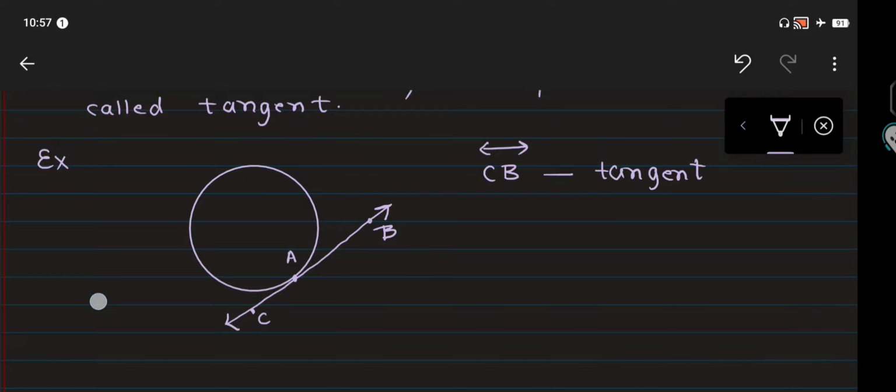And now the next term is the secant of a circle. So it is also a line. The line that intersects the circle at 2 points is called the secant. So tangent will just touch it, it will not intersect it. It will touch only one point of a circle, but the secant will intersect the circle at 2 points.